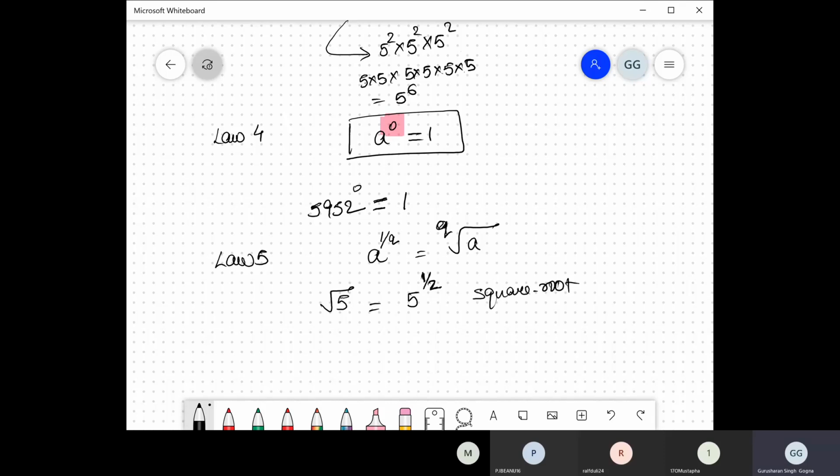So you learn two things. One is square root. Square root is different. When you say square root, the power is 1 over 2. When you say square, the power is 2. So it's a big difference between both of them.